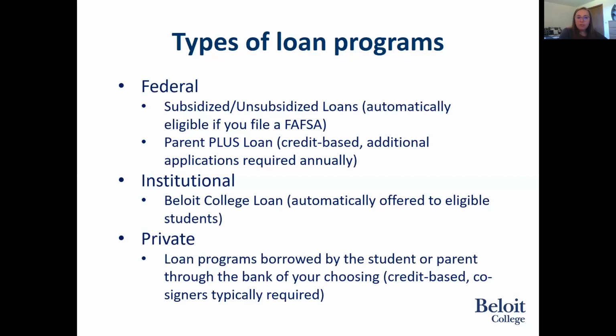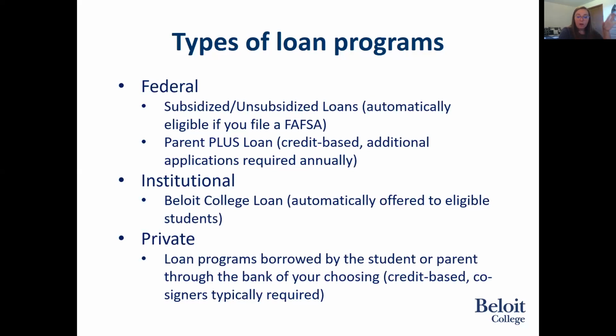The private loans are a little bit different because the application process, the requirements to apply, that's all dependent on the bank that you choose to work with for those private loans. Sometimes they offer only loans in the student's name with a creditworthy cosigner. Sometimes they offer parent loans as well. Every bank's a little bit different.